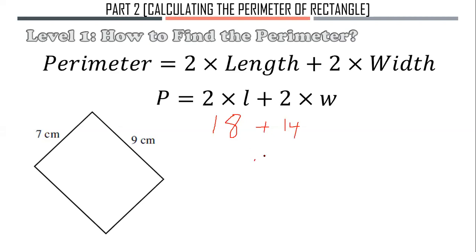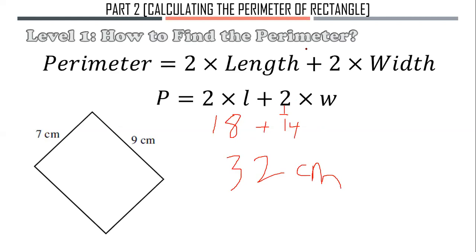4 plus 8, that's 12. You can put here 2 and 1 in the hand. 32. What's the unit, Juri? 32 centimeters. Excellent job, centimeters, because this is a perimeter, it's not an area. Excellent job.